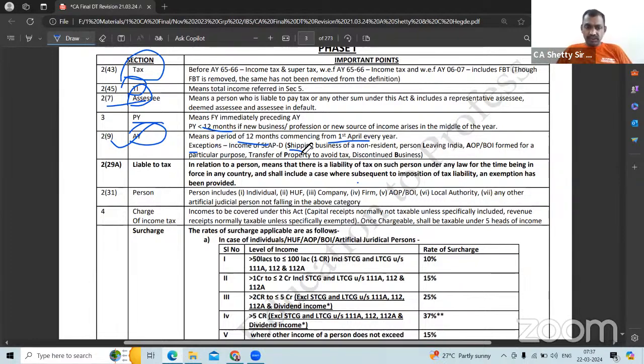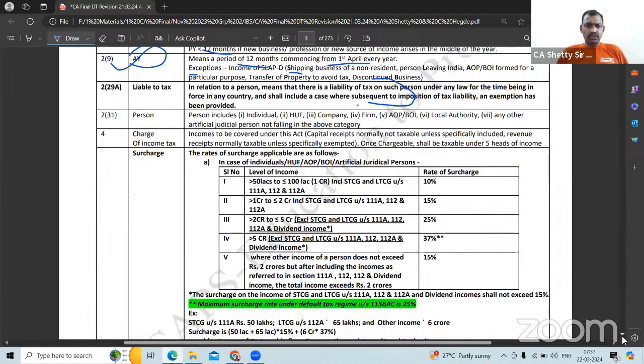Liable to tax, extremely important definition, 2022 budget. Liable to tax in relation to a person means that there is a liability of tax on such person under any law for the time being in force in any country, and shall include a case where subsequent to imposition of tax liability an exemption has been provided. So even if the tax has subsequently been exempted, that will still be considered as liable to tax. Then go through the person definition.